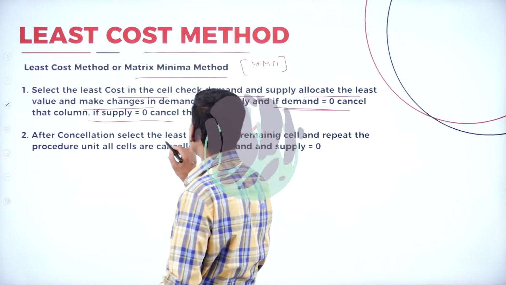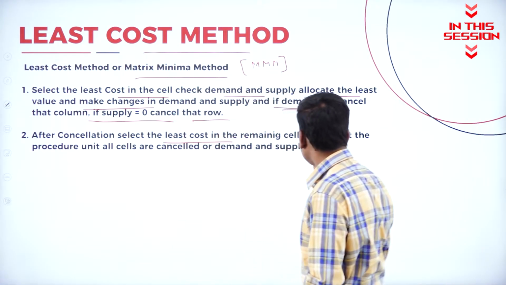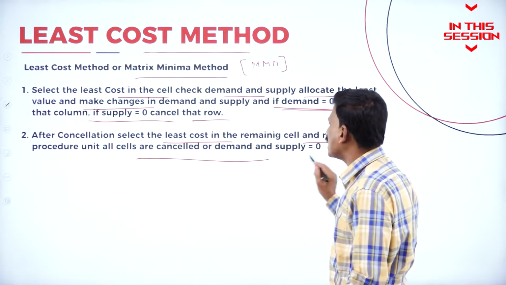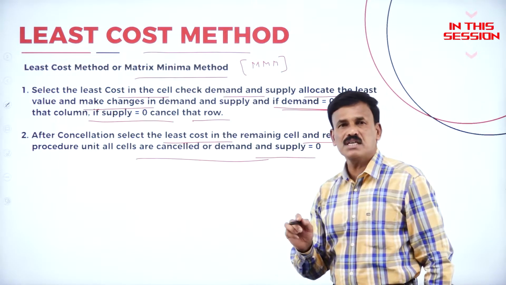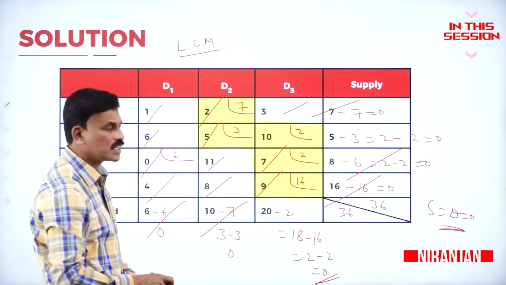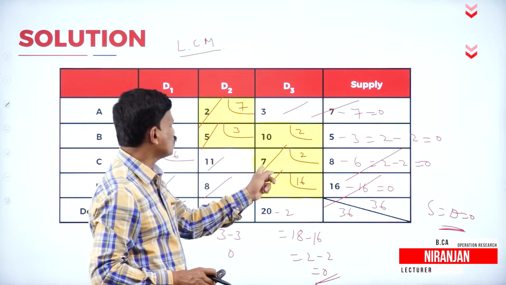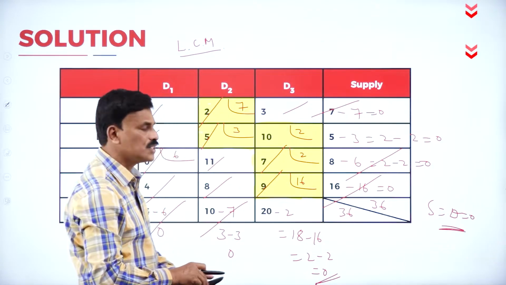After cancellation, select the least cost in the remaining cell and repeat the procedure until the cells are cancelled and the demand and supply is equal to 0. The cost of the transportation is 2 into 7 plus 5 into 3 plus 10 into 2 plus 7 into 2 plus 9 into 16.